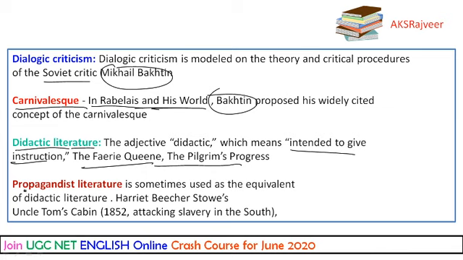And then you have propagandist literature. Propagandist literature is a kind of literature that is going to propagate something. For example, you have Harriet Beecher Stowe's work Uncle Tom's Cabin, attacking slavery. And then you have another work, Arms and the Man by G.B. Shaw, and he is going to represent the harsh reality of war, learners.